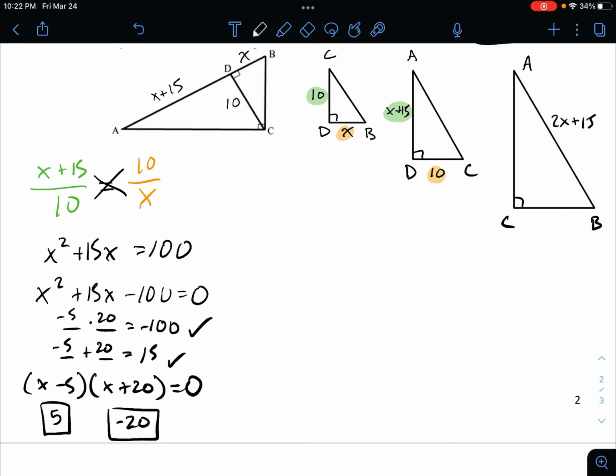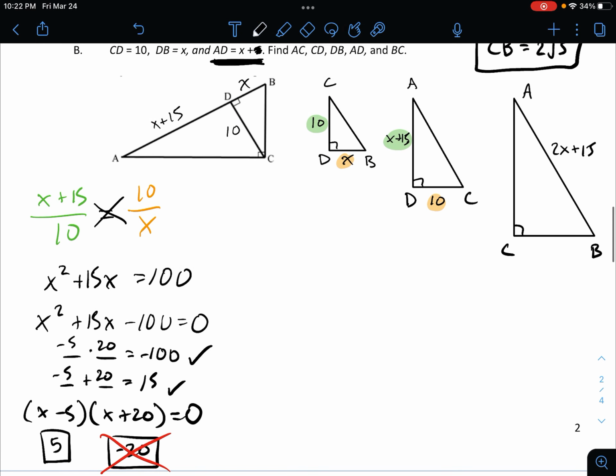Now, because this is quadratic and we have a word problem here, basically, I do want to double check to make sure that both these answers will work out. So I'm going to plug them in right now. And if I plug in a 5 into here, well, that side would be 20, which is allowed. And if I plug it in here, that side would be 5, which is also allowed. However, if I plug in a negative 20 here, that would give me a side length of negative 5, which is not allowed. Even if I plug it in here, that'd be negative 20, which is also not allowed. So we know that negative 20 is an extraneous solution in this problem. So I know that x is equal to 5.